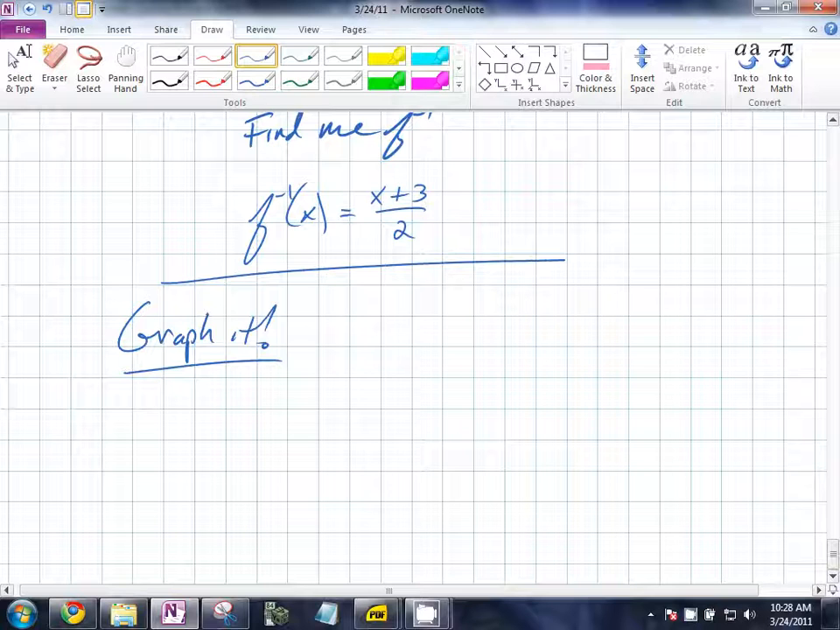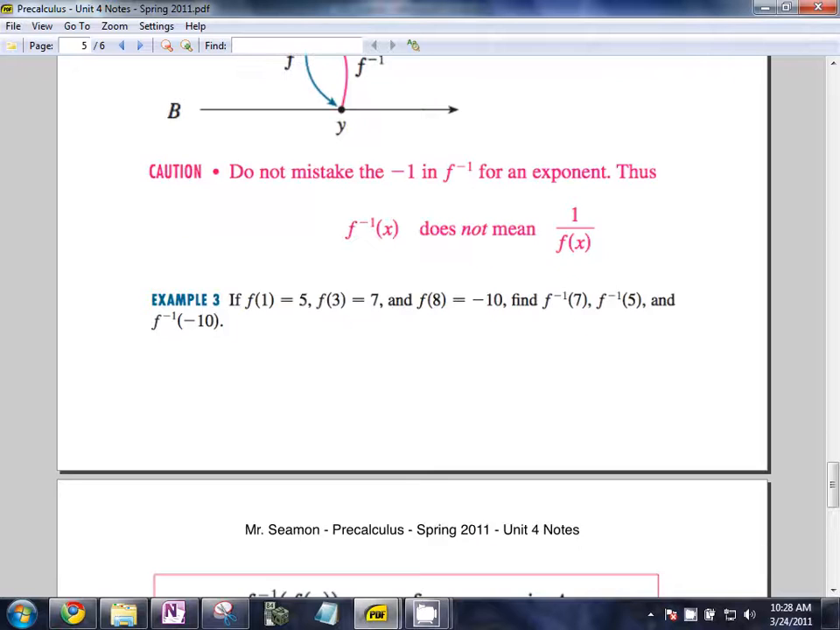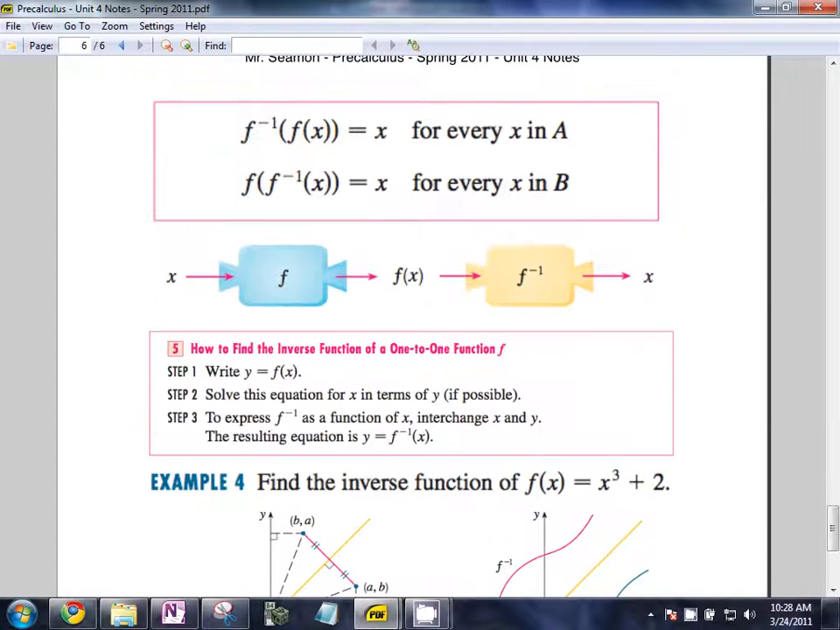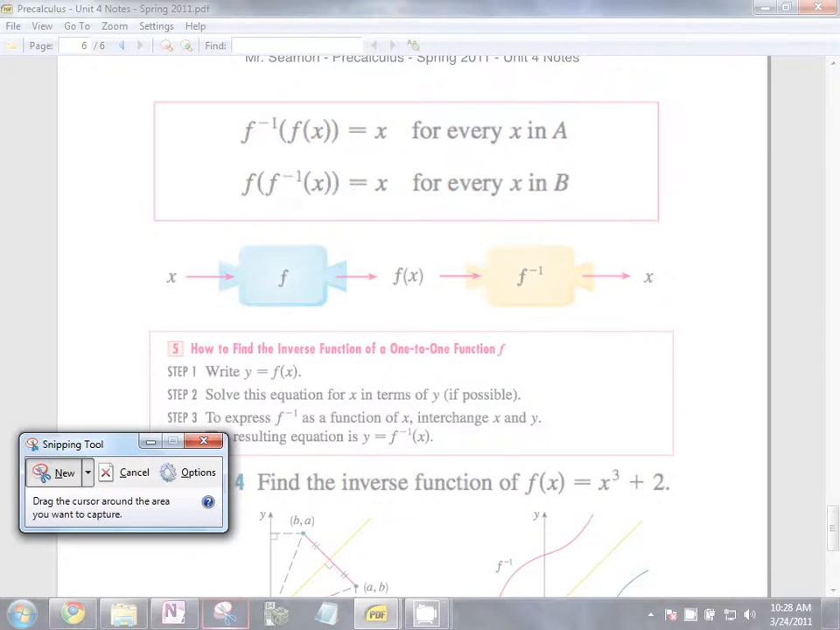Here is the process. It's really, really straightforward, and you'll like it. Let me get it here. There it is. That's what I wanted. Write y equals f of x. Solve the equation for x in terms of y, if possible. So write the equation y equals f of x.